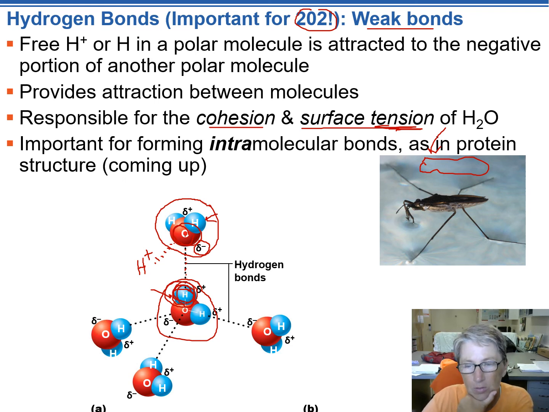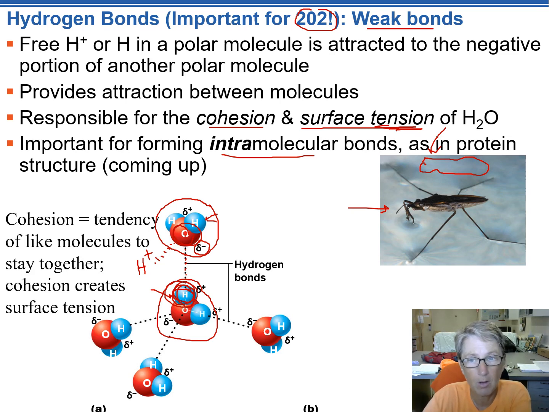Now, the water skipper's not that important for A and P, but for us, hydrogen bonds are really important for forming intramolecular bonds, like in protein structure. So when we look at carbohydrates, fats, and proteins, we're going to be looking at a lot of hydrogen bonds. So really work hard to understand the concept of a hydrogen bond.